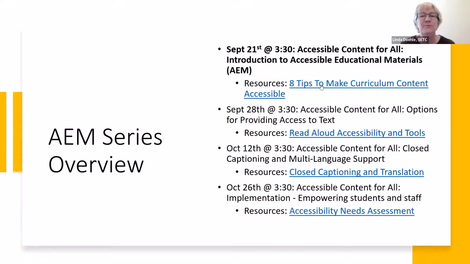And it's the 8 tips to make curriculum content accessible. So we're going to be looking at the different tips on that. And so today we're giving really the introduction and giving a couple of tips. And then on the 28th, we're going to be talking specifically about providing access to text. And then on October 12th, we'll be looking at the closed captioning and multi-language support.